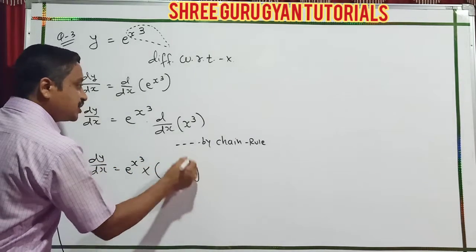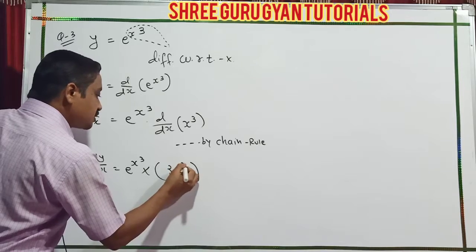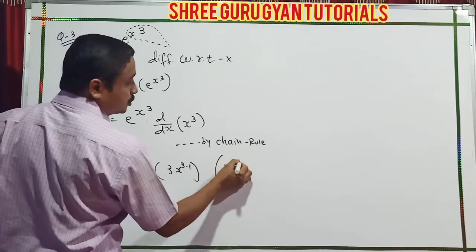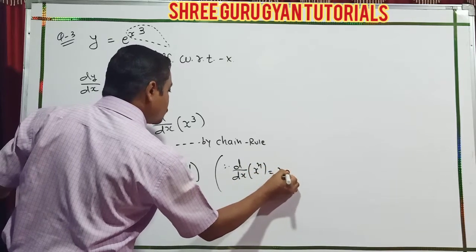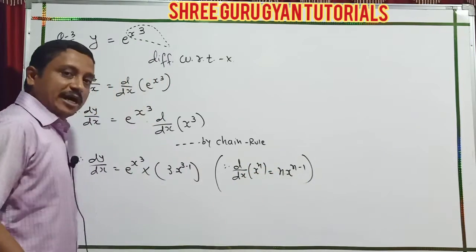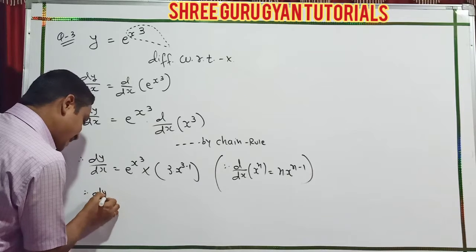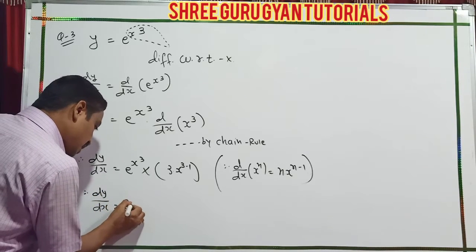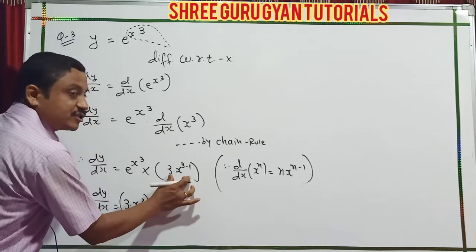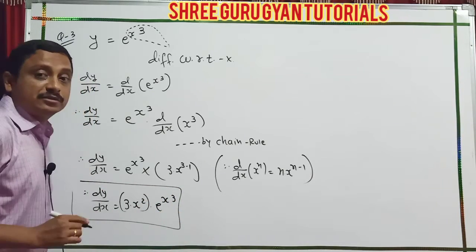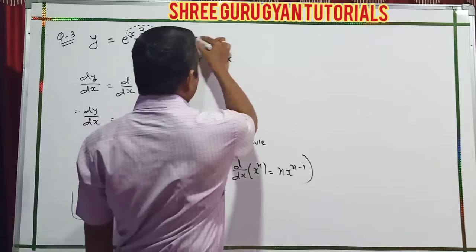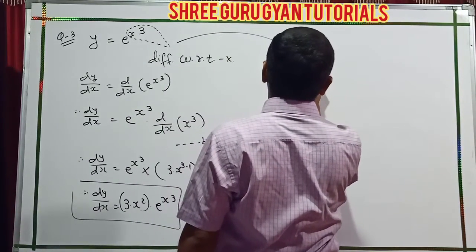Now finally, students, we are done here: e raised to x cube. But what is the derivative of x raised to 3? 3x raised to 3 minus 1, according to the formula x raised to n minus 1. I hope you know that. So the final answer is 3x square. This I first write down, and e raised to x raised to 3. After that I show you. Now students, this is extra numericals for you.